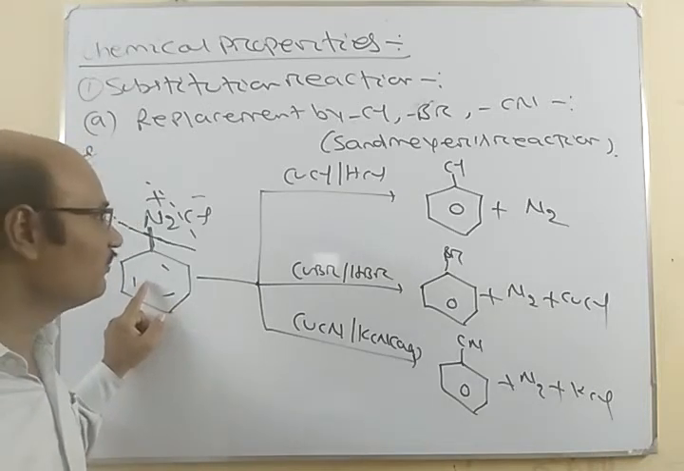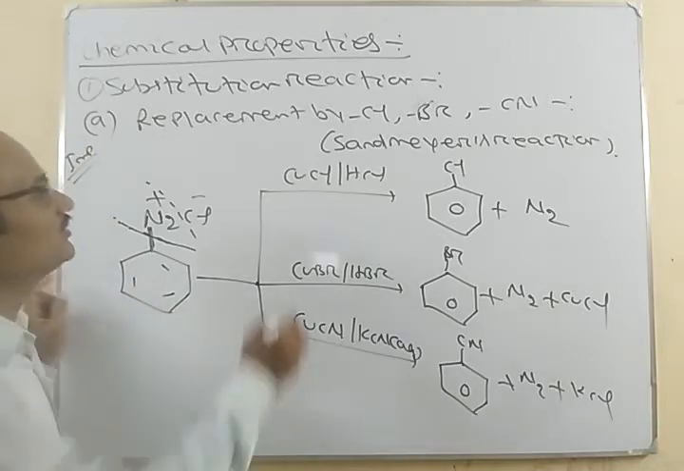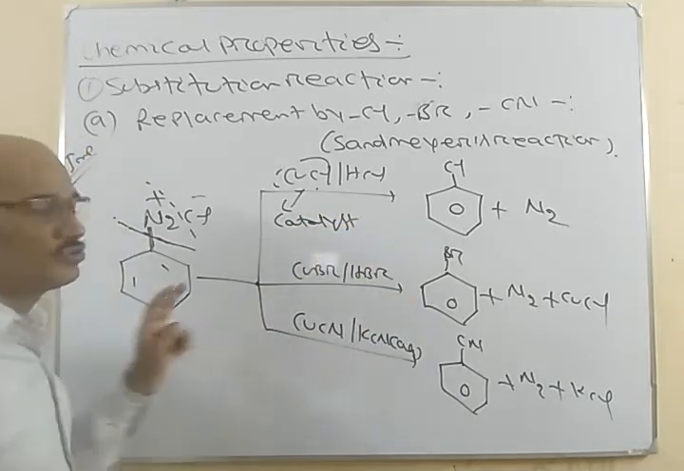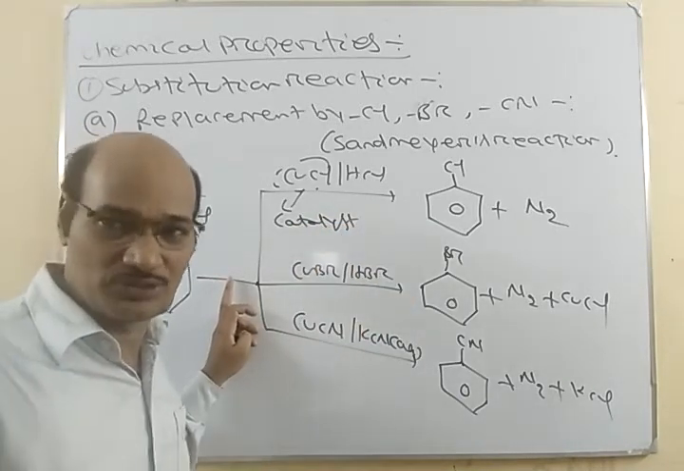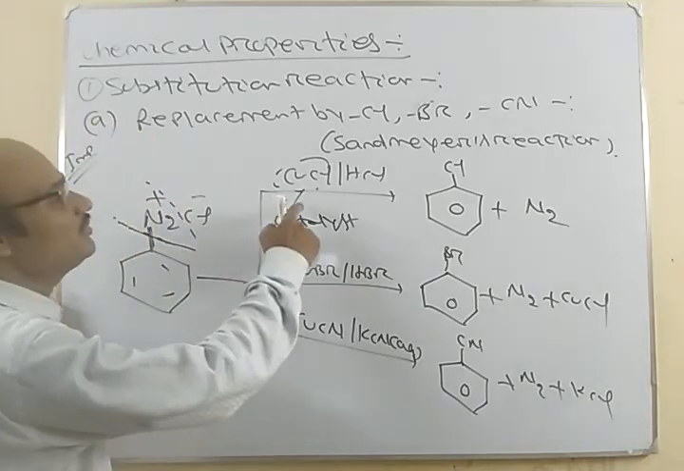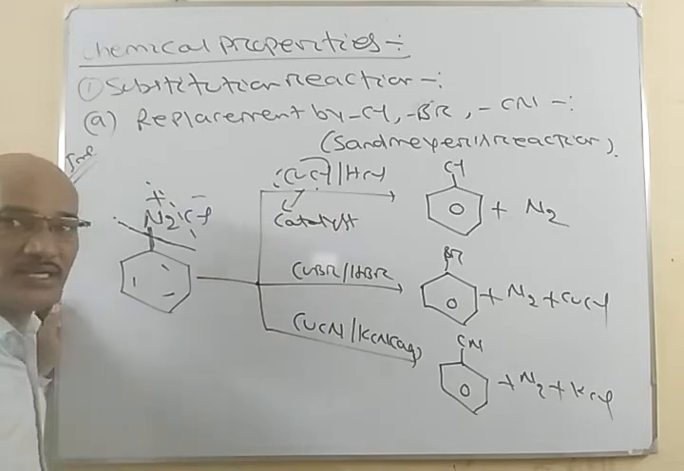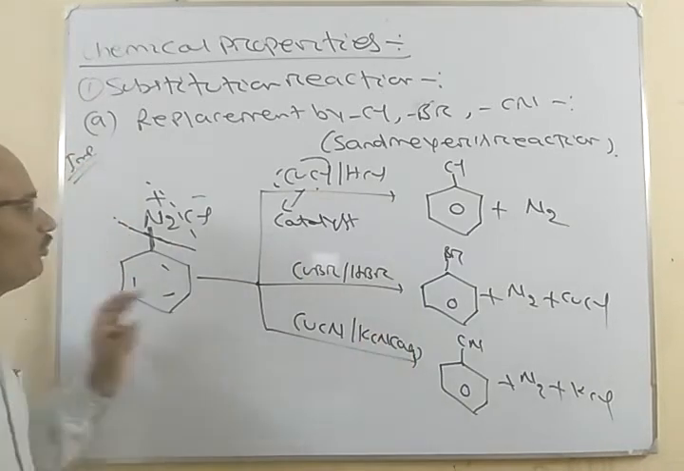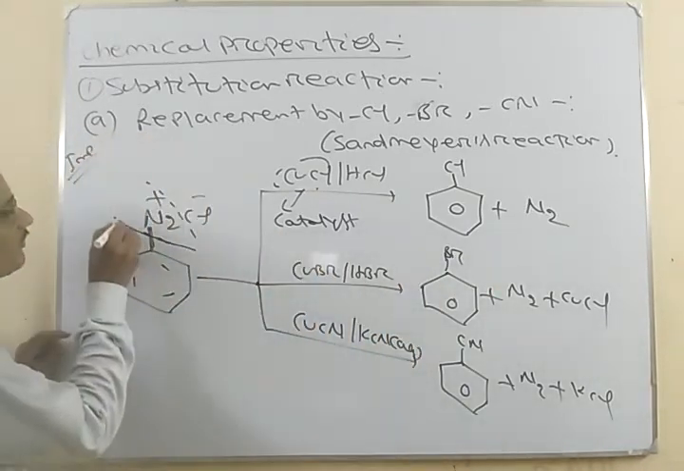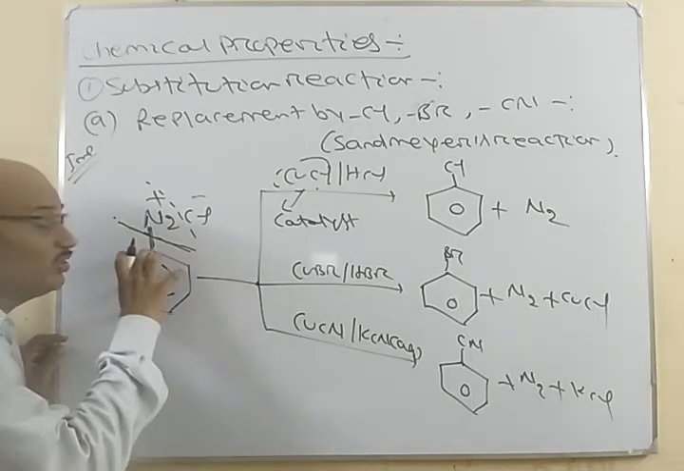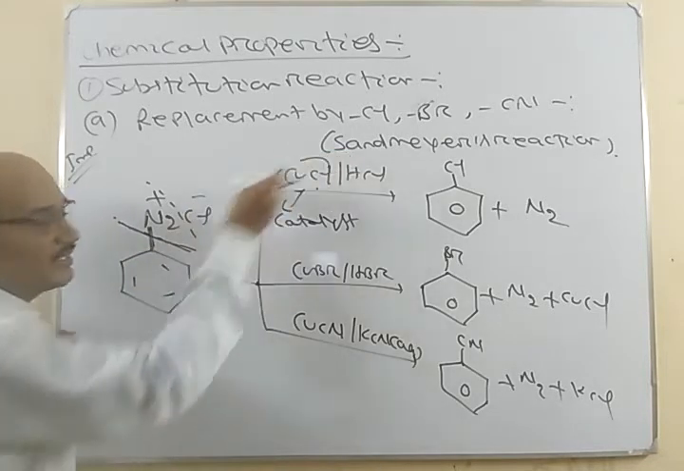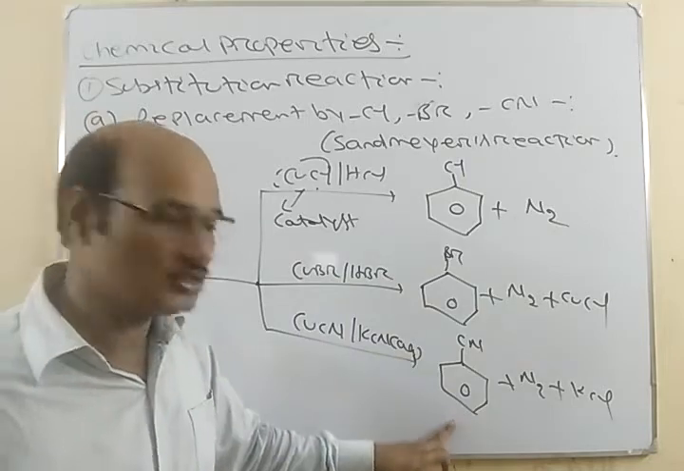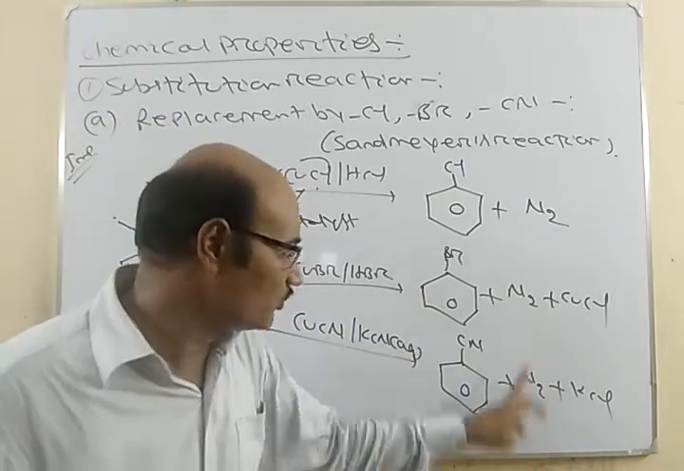And this phenyl radical will attach to the chloride radical. Here Cu+ is a catalyst, so this reaction is catalyzed by Cu+. From the CuCl we have the free radical Cl, which will enter this phenyl radical. In all three cases we will have the phenyl radical, as this bond breaks from this side. To the phenyl radical we attach the Cl radical, Br radical or CN radical, so that we can get chloro, bromo, or cyanobenzene with evolution of N2 gas in all the cases.